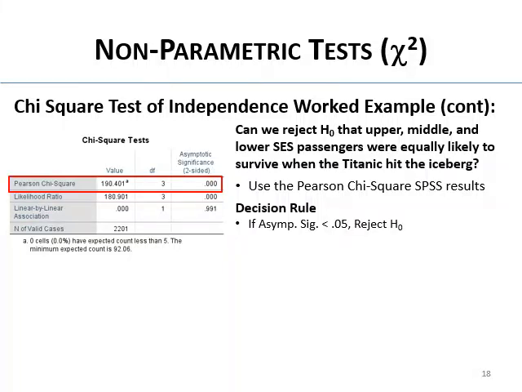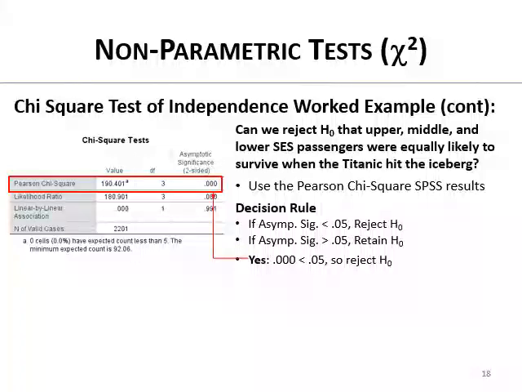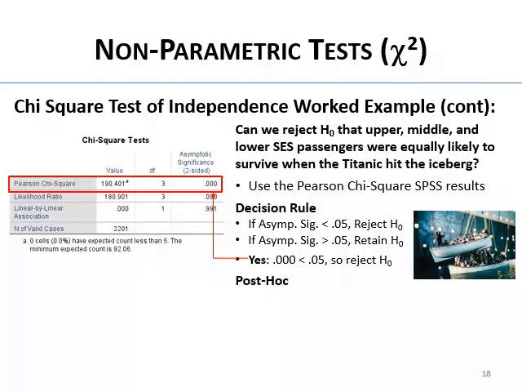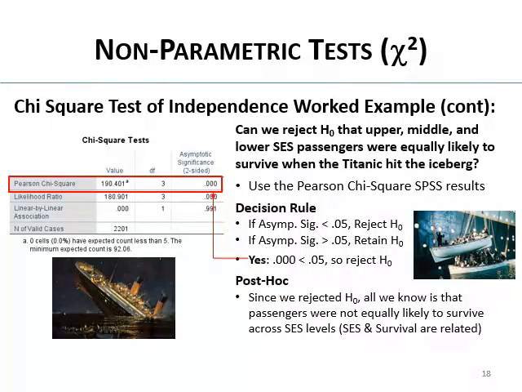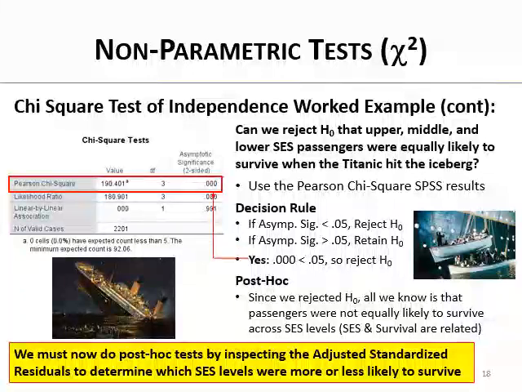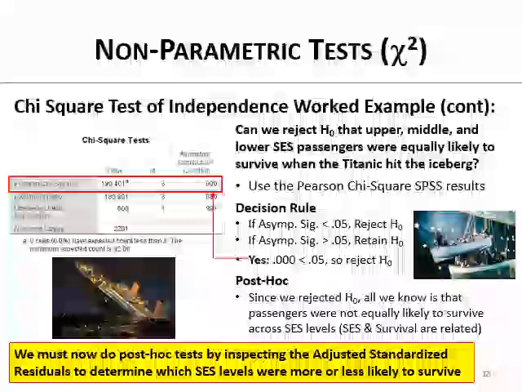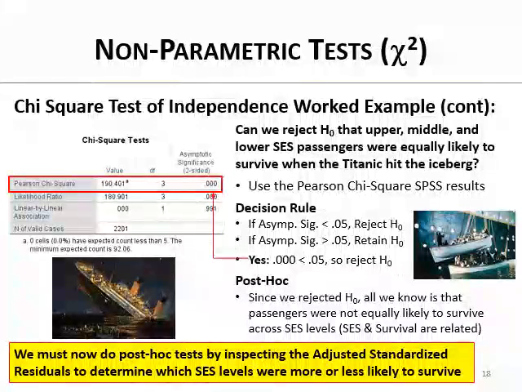So our decision rule again is if asymp sig is less than 0.05, reject the null. If it's greater than 0.05, retain the null. So, yep, 0.000 is definitely less than 0.05, so we're going to reject the null. So we know that passengers are not equally likely to survive across SES levels. That is, SES and survival are indeed related. So who was more likely to survive? Well, now we've got to do post-hoc tests by inspecting the adjusted standardized residuals to determine which SES levels were more or less likely to survive. That's the next slide.